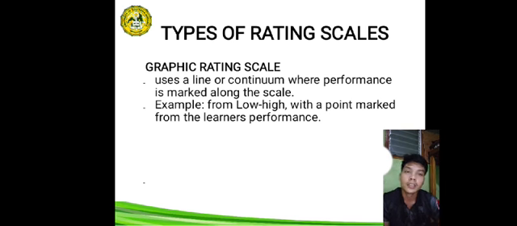Next is the graphic rating scale. It uses a line or continuum where performance is marked along the scale. The rater marks a point along a horizontal or vertical line that best describes the level of performance. Example, from low to high with a point mark for the learner's performance.